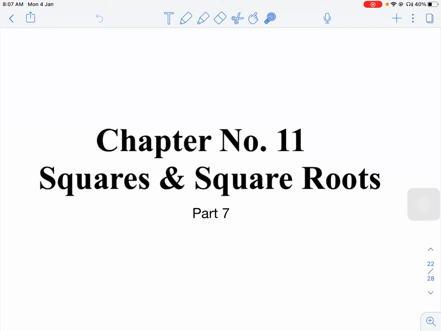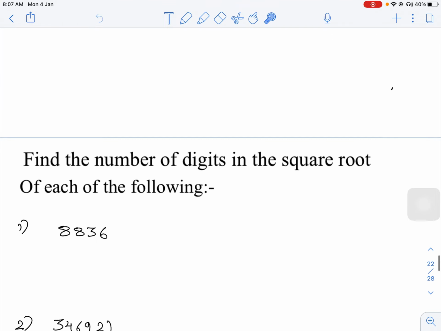So, hello students. Today we are going to learn our last part of this chapter, that is chapter number 11, squares and square roots. Okay. In this part we are going to learn how to find the square root of a given number by long division method. Okay. So let us start.